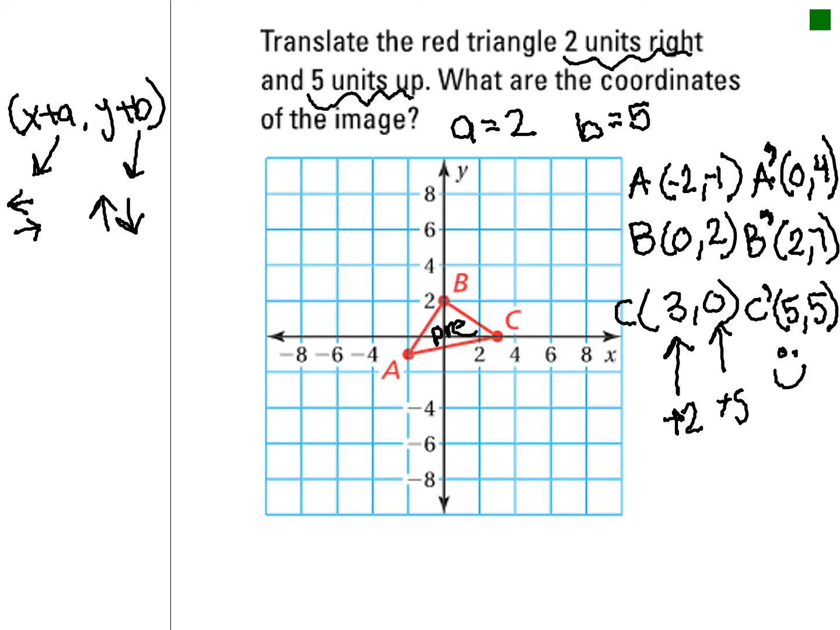So if I'm going to write down the image, (0, 4) is A, so I put A apostrophe. B is going to be (2, 7), B apostrophe, and C is going to be (5, 5), C apostrophe. Pardon my lines, they're a little bit not so well, but they should look like the same figure and same size. I think I did a pretty good job, but what do you think?